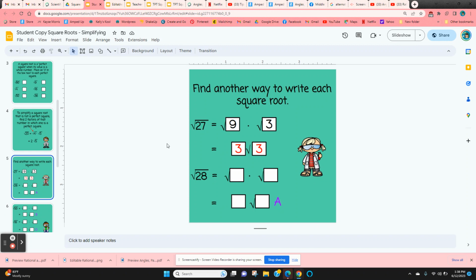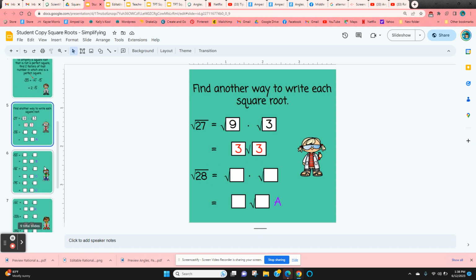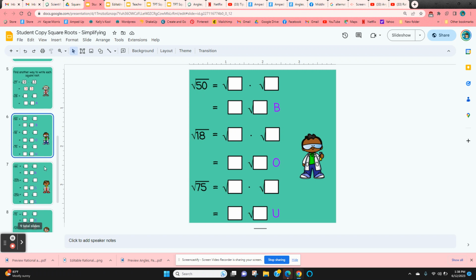Next slide, students are going to be doing this themselves. So the first one's an example. Square root of 27, you could break up into this perfect square, square root of 9 times the square root of 3. And that gives us an answer of 3 square root of 3. So they have to do that for square root of 28, square root of 50, and so on.